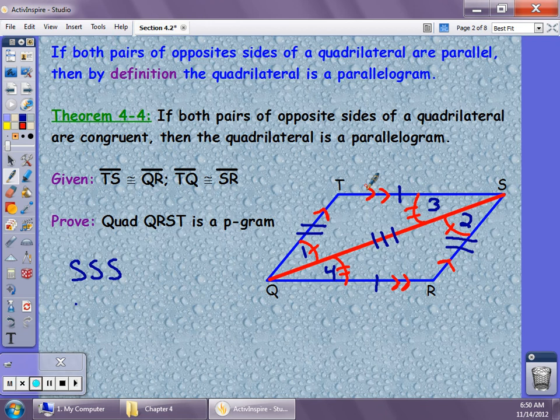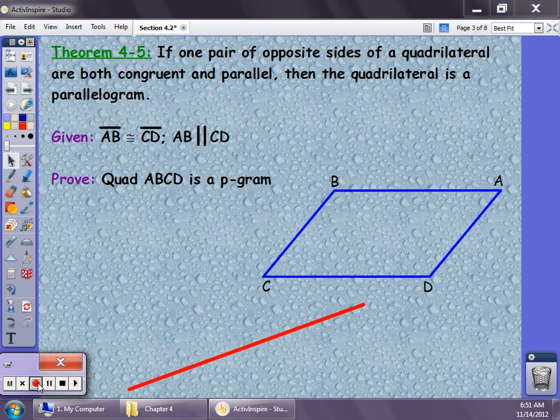TS. So now, based on the fact that we are given that two pairs of opposite sides in a quadrilateral are congruent, we were able to prove that the opposite sides were also parallel, and by definition, this is also a parallelogram. The next way to prove that a quadrilateral is a parallelogram is with theorem 4-5.